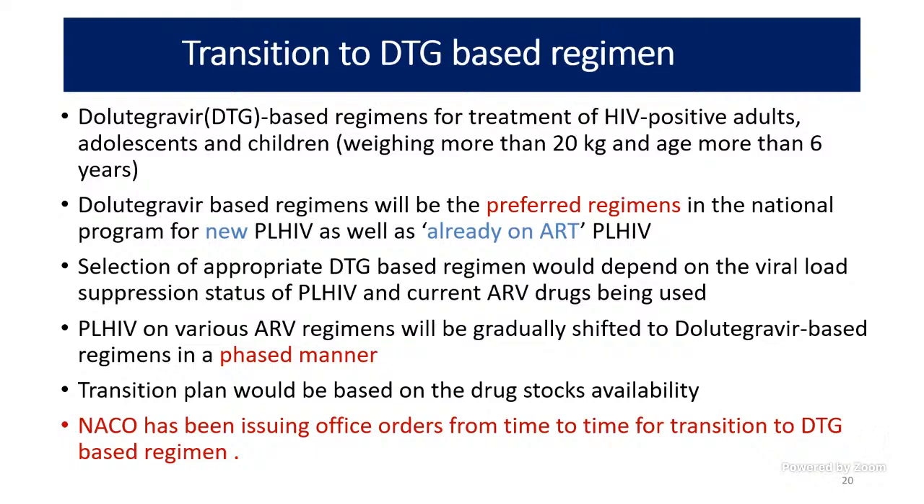Selection of the appropriate DTG-based regimen would depend on the viral load suppression status of the PLHIV and the current ARV drugs being used. We will be selecting step by step what was the previous first line, what can we give now, and that I will come into through my next slide. Now the PLHIV on various ARV regimens will be gradually shifted to dolutegravir-based regimens in a phased manner. Transition plan would be based on the drug stocks availability. And NACO has been issuing office orders, as we know, from time to time for the transitional DTG-based regimens.